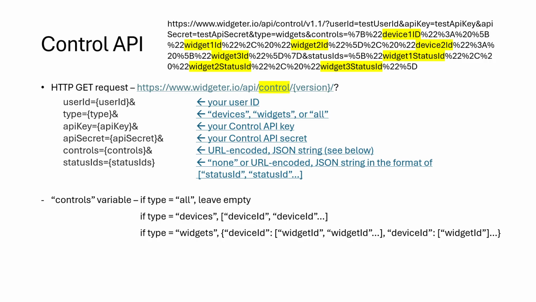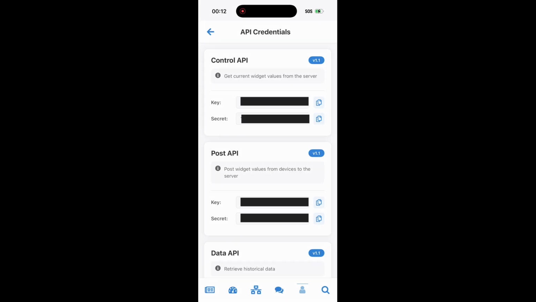The Control API is similar and requires some of the same variables. The beginning of the URL looks the same, except for Control, where Post was before. You still need to pass the user ID, API key, and API secret. And remember to use the API key and secret for the Control API in this case.